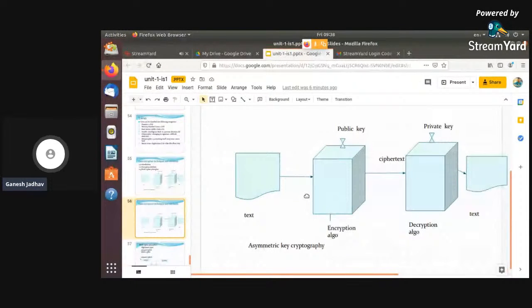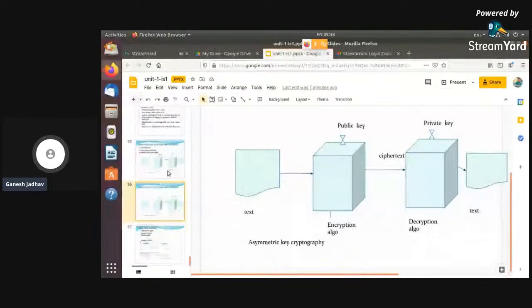The main difference between symmetric and asymmetric key cryptography is that in symmetric key cryptography only one secret key is used for the encryption and decryption process, but in asymmetric key cryptography there are two different keys. For the encryption process there is the public key, and for the decryption process there is the private key. Hence it is called asymmetric key cryptography.